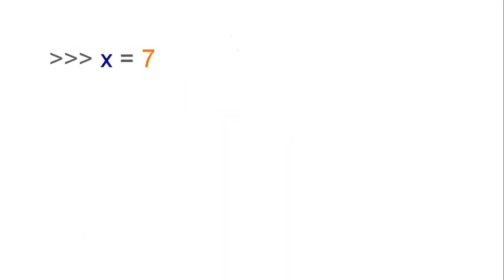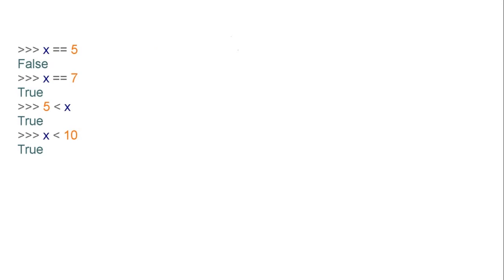Let's see how this all works. But first, again, a variable, x. Now let's try some tests. Note that two equal signs are used to test equality. Remember, a single equal sign is what you use to assign a value to a variable.